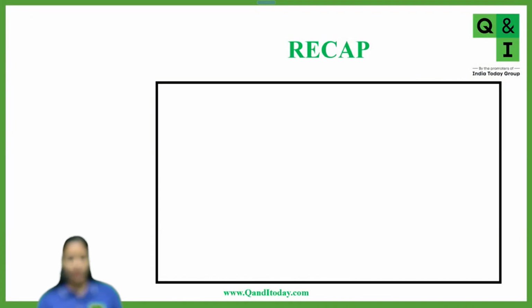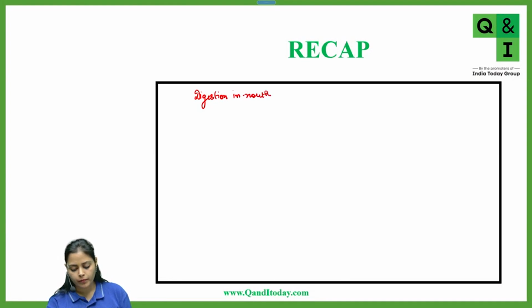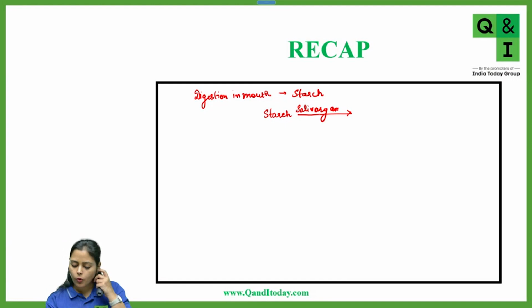So I had told you during the previous class, particularly digestion in mouth. Okay, so digestion in mouth. Starch begins to get digested here. Can you tell me the name of the enzyme which acts on the starch in the mouth? So starch is being acted upon by salivary amylase. Very good. And salivary amylase converts it into maltose.